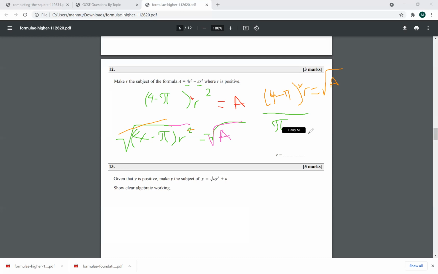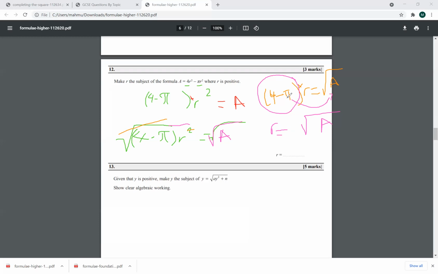I don't know what you're doing, seriously. I don't know why I'm giving you the answers. All you're doing now is moving this whole thing to the other side. That's it. And then R is on its own. So now R equals square root of A. And what happens to this 4 minus pi when I move it to the other side?